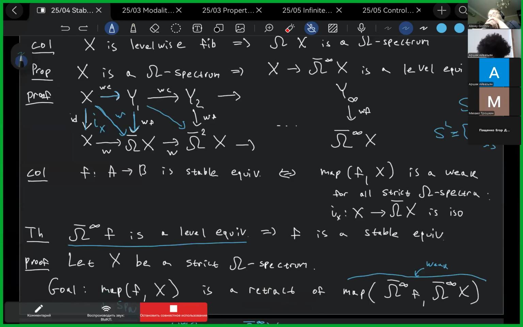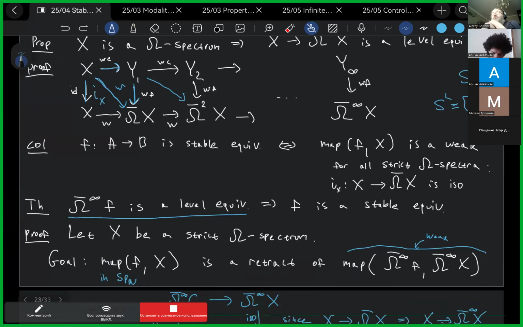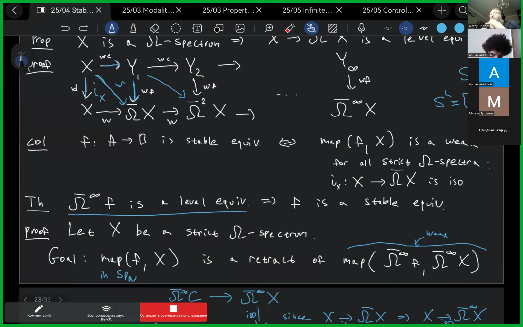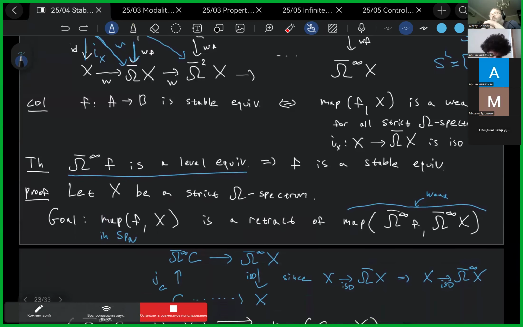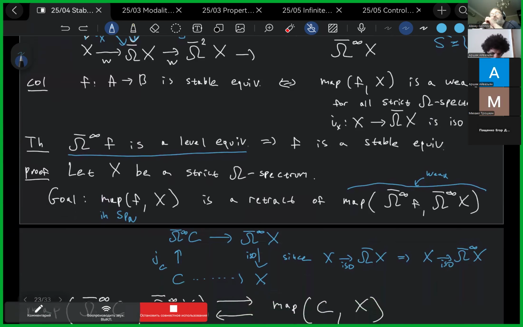Because every omega spectrum is weakly equivalent to a strict spectrum by this proposition. So now show that if this replacement from some maps is a levelwise equivalence, then this map is a stable equivalence. This is the critical proposition. What we want to show is that morphisms, stable equivalences, are detected by this replacement.